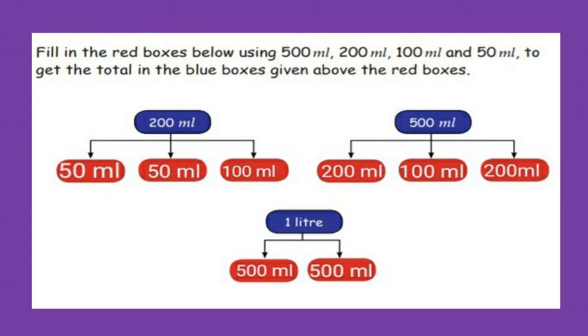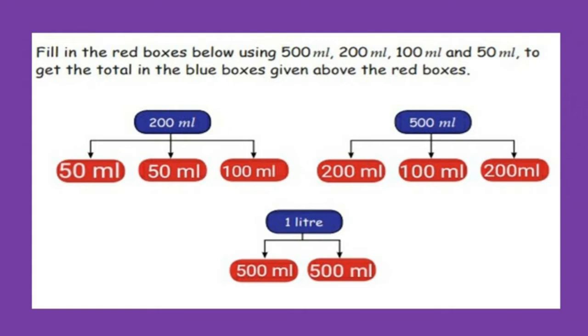Fill in the red boxes below using 500 milliliter, 200 milliliter, 100 milliliter and 50 milliliter to get the total in the blue boxes given above the red boxes. First sum, 200 milliliter. 50 milliliter plus 50 milliliter plus 100 milliliter, we get the total 200 milliliter.